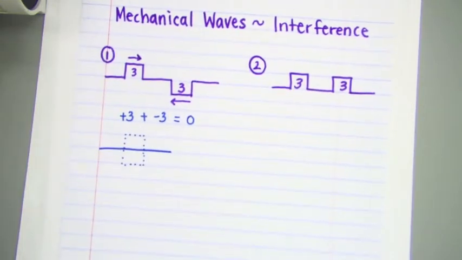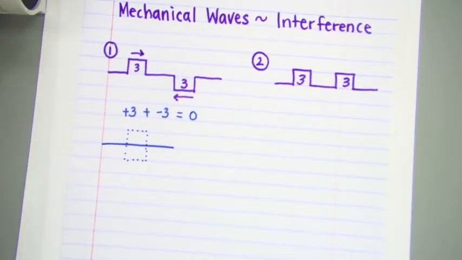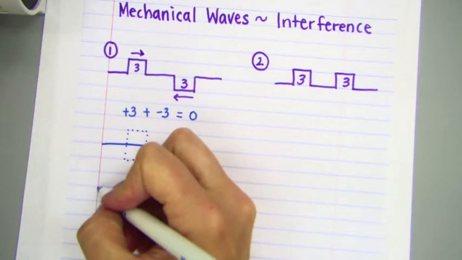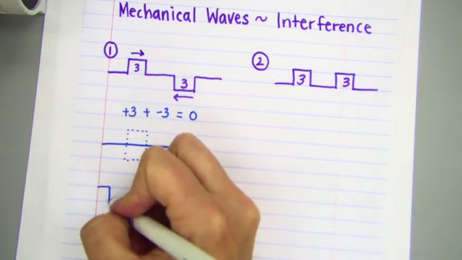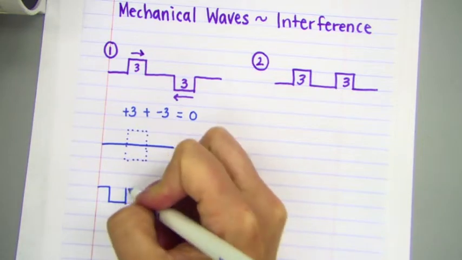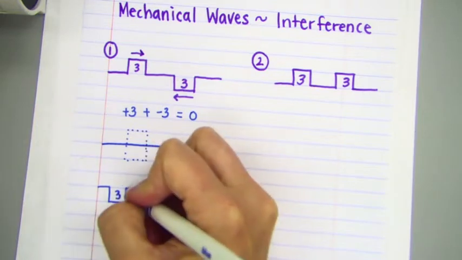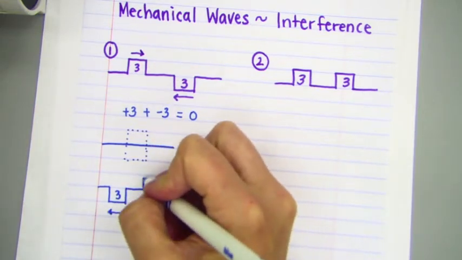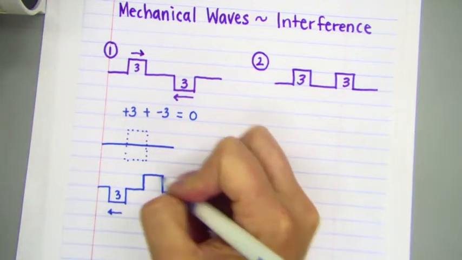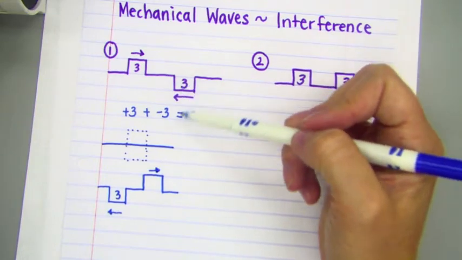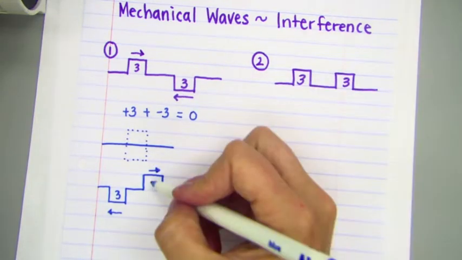After they meet, after superposition, they continue on their merry old way. Okay? Nothing about the wave changes. Okay? The energy just passes through each other. So when you draw the result, you're going to have them on opposite sides of where they started. So you'll have the negative traveling on the left side and the positive traveling on the right side. Notice that they just switched sides after they met.